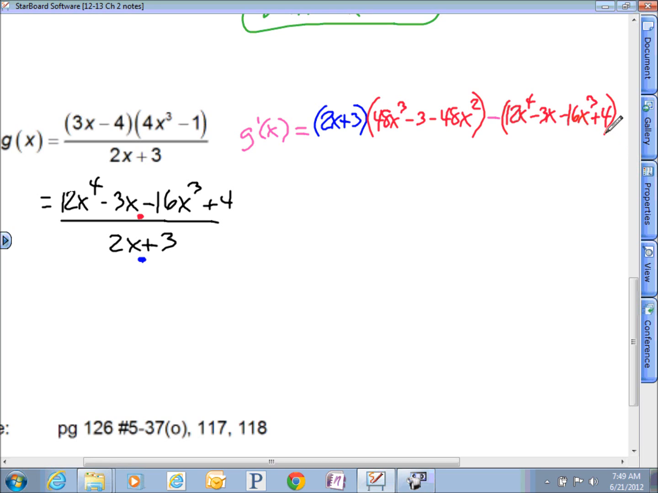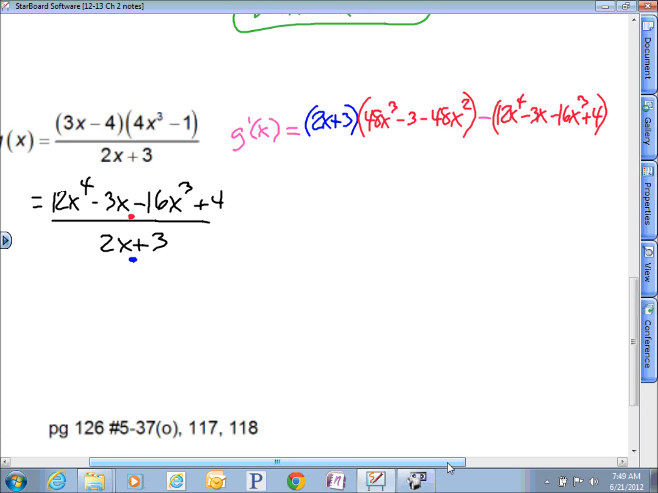D low, well, what is D low? D low is the derivative of that blue function. Derivative of the blue function is just a 2. Square the bottom. And away we go.